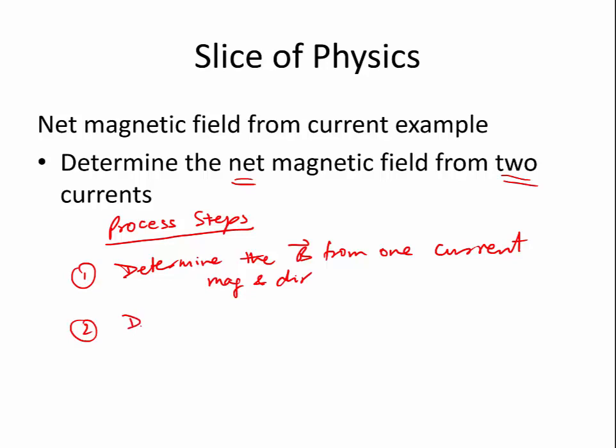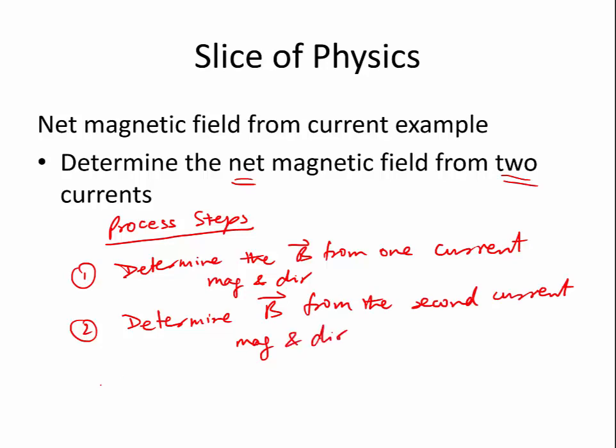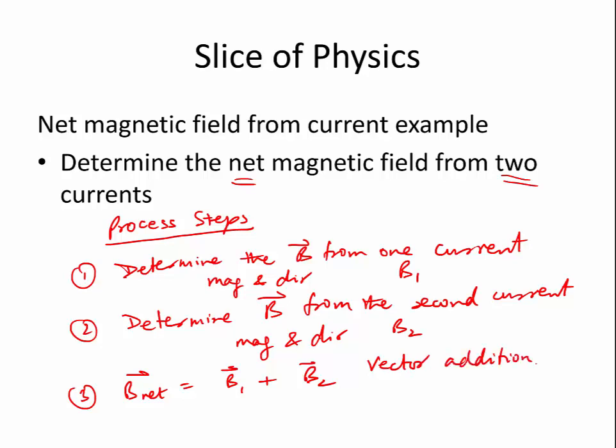Then we will do the same thing for the second current, since there are two currents. Determine B from the second current, again magnitude and direction. And once we do that, to get the net magnetic field, we simply add the two magnetic fields that we have determined. Let's call this first one B1, second one B2. So to get the net, we simply add the two. And because these are vectors, we will have to do a vector addition to get the net magnetic field. Those are the process steps.